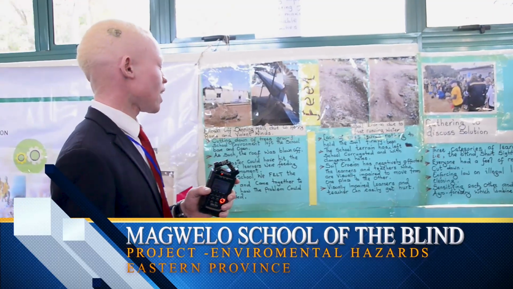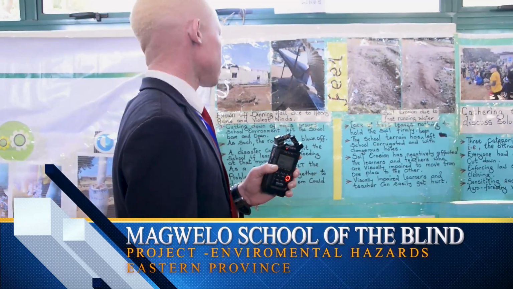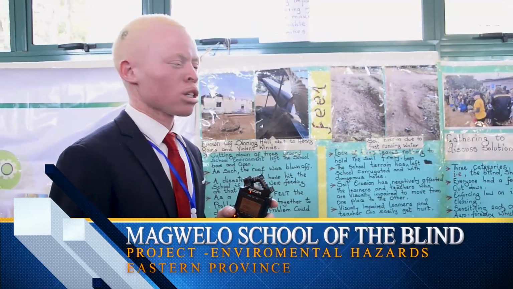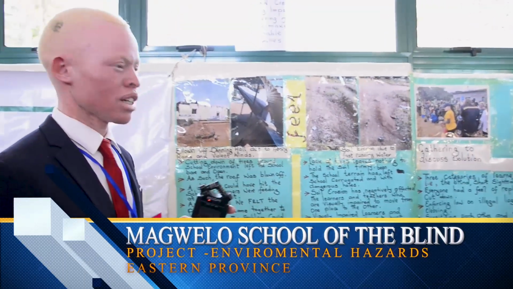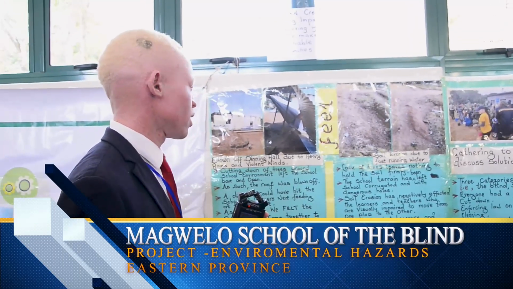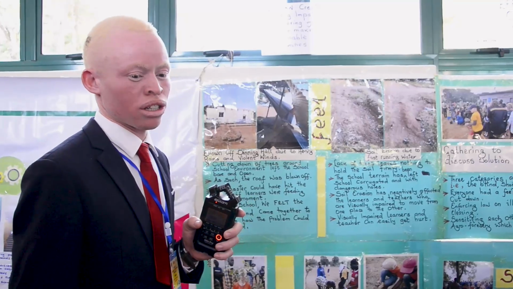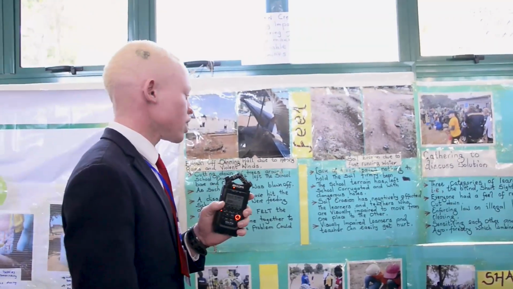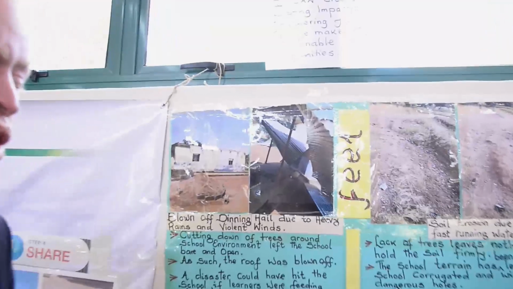There are different kinds of environmental hazards which we are experiencing, such as violent winds, soil erosion, and high temperature. After my friend and I sat down, we realized that the cause of these environmental hazards is unnecessary cutting down of trees. These environmental hazards also affect us, the learners.